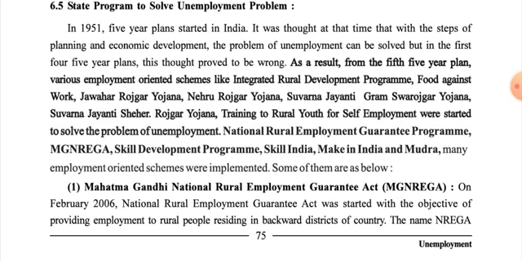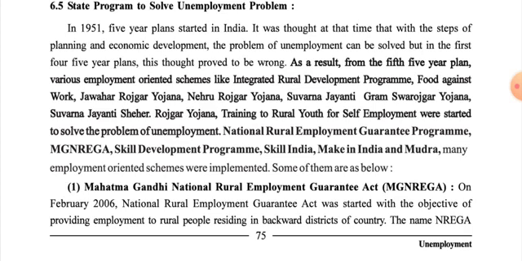Food Against Work was a type of plan in which instead of paying wages or salary to the workers, they are given a fixed amount of food grain, like 5 kg of wheat, for each day of work. So it is also one of the unemployment reduction programs, that is Food Against Work.